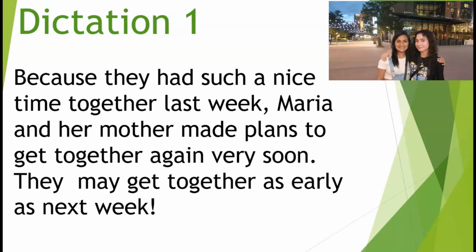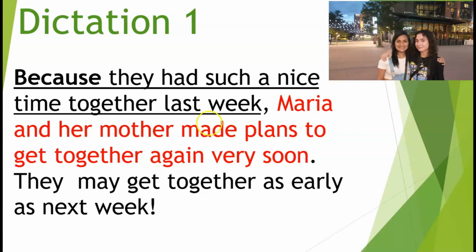Okay, and it is right here. Okay, so the whole complex sentence is from here to here. In this sentence, we are beginning with the dependent clause and the subordinate conjunction because. Because they had such a nice time together last week, Maria and her mother made plans to get together again very soon. So these two clauses together make one complex sentence.